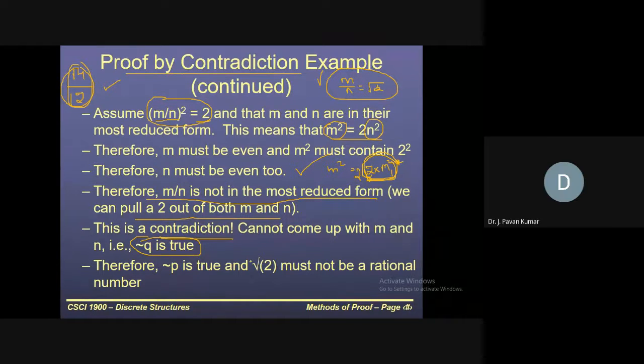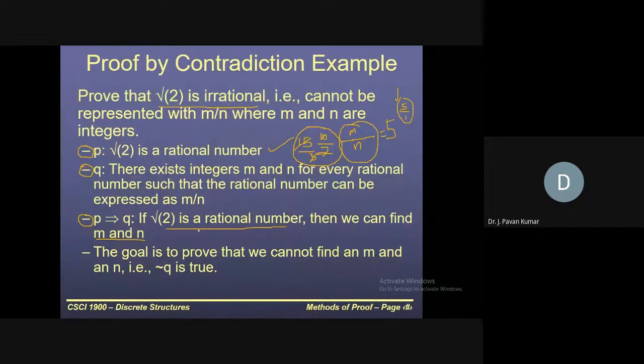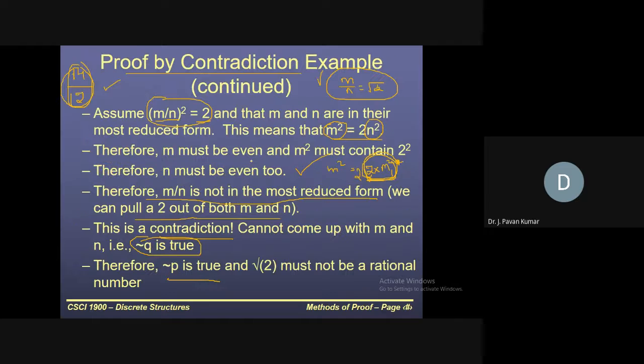So if p is false, negation p is true, right? What is negation p? p is this. What is negation p? Root 2 is irrational. Yeah, root 2 is irrational. That's it. Like this, we can prove a statement by using proof by contradiction. Yeah, any doubt?